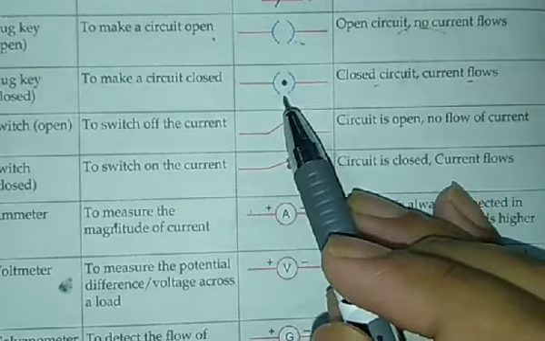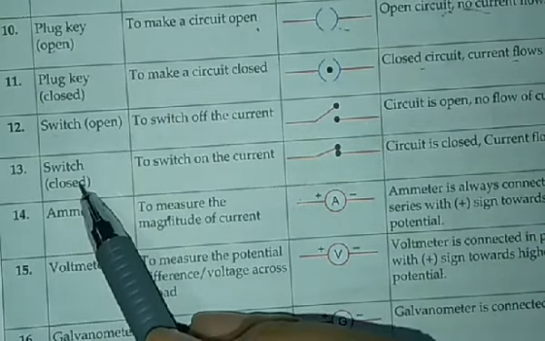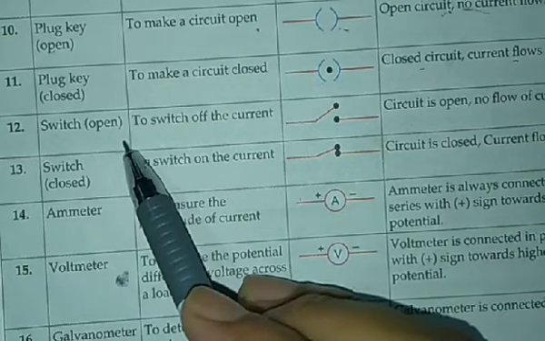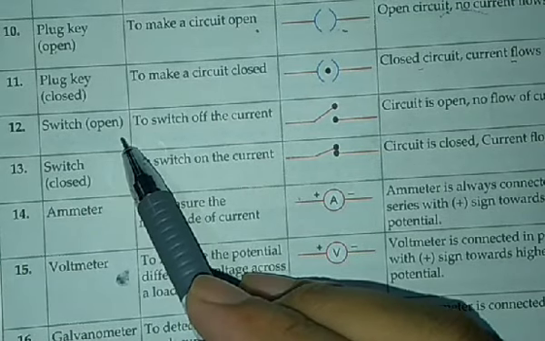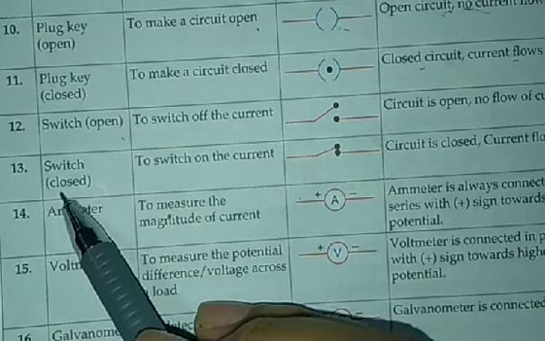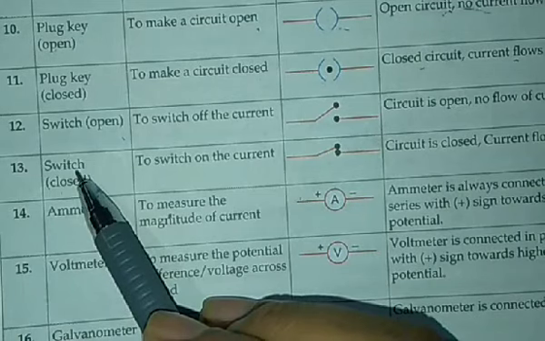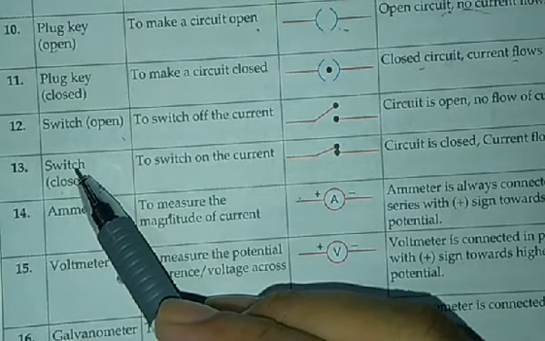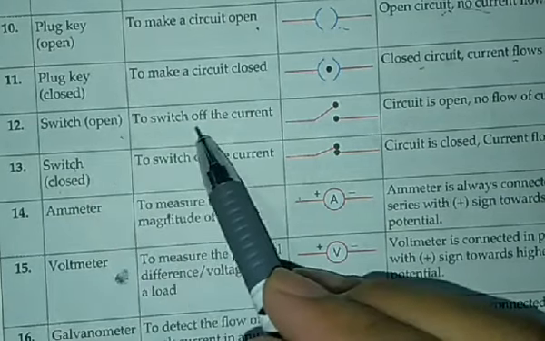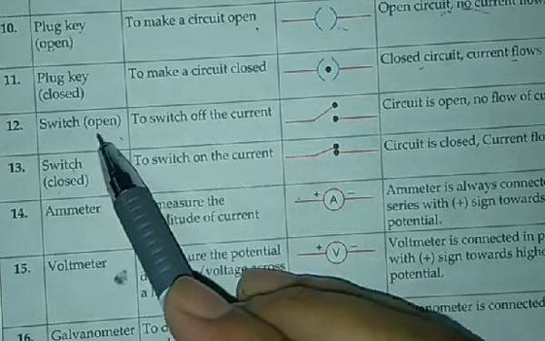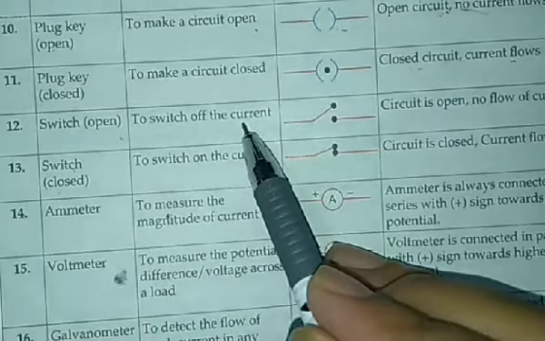Now next, the switch. We have two types of switches, open switch and closed switch. Open switch means the off position of the switch. Closed switch means the on position of the switch. That is, if we switch on, then all the electrical devices will work. The bulb will turn on, and so will the television and various appliances. So the open switch is used to switch off the current. Okay, students. What is the use of an open switch? It is used to switch off the current.